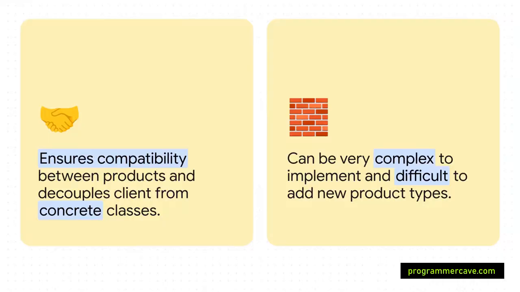This pattern is incredibly powerful for maintaining consistency, but its main drawback is rigidity. If you suddenly decide that every furniture family should also have a lamp, you have to go back and change the main abstract factory interface, and then you have to update every single one of your concrete factories to add that lamp. It's powerful, but man, it requires a lot of careful planning.